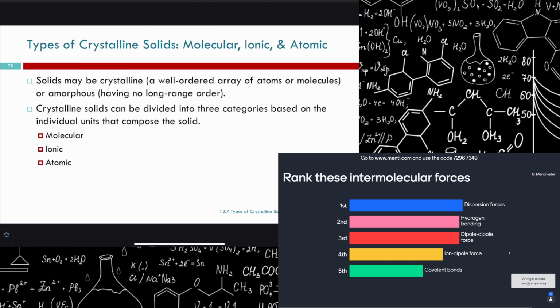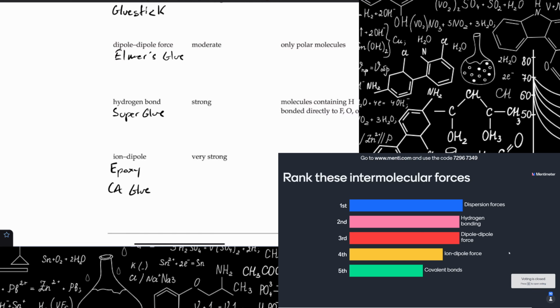Then the strongest force is actually, which wasn't on this one, covalent bonds, which I mentioned very briefly, but those are the bonds that hold an atom or a molecule together, right? Holds the atoms in a molecule together. So this should have been first, followed by ion-dipole at second, hydrogen bond at third, and dipole-dipole at fourth.